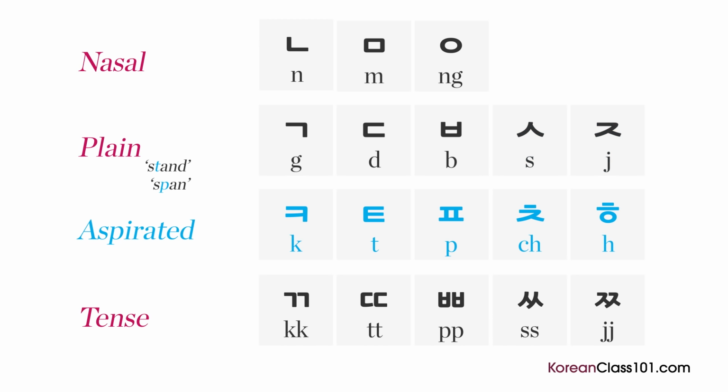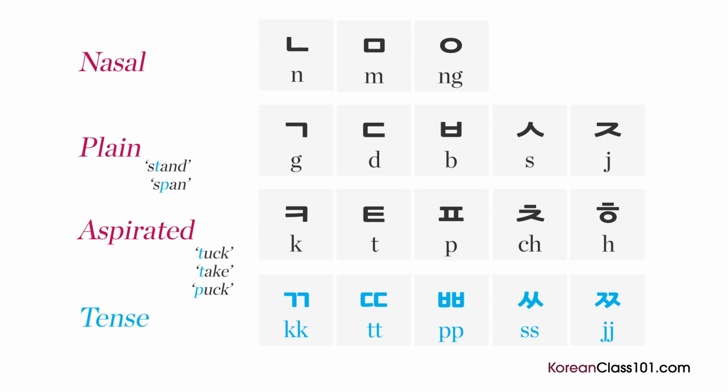Aspirated consonant sounds, on the other hand, have an added turbulent sound. These sounds are like the English T sounds in tuck or take or the P in puck. 크, 트, 프, 츠, 흐. Aspirated sounds are pronounced with a big burst of air, unlike plain sounds which do not have this quality. Compare the two categories of sounds. 그, 크, 느, 트, 브, 프.